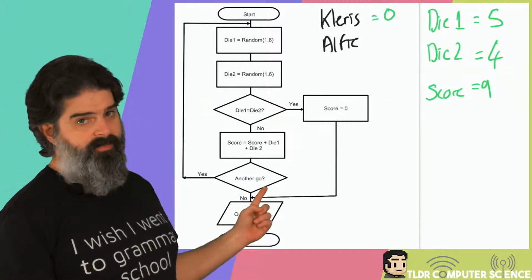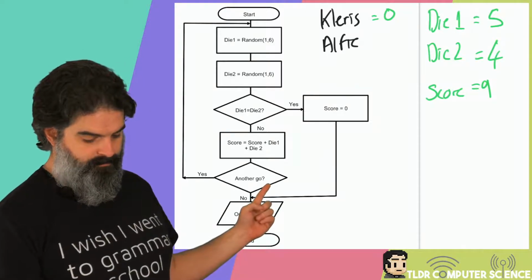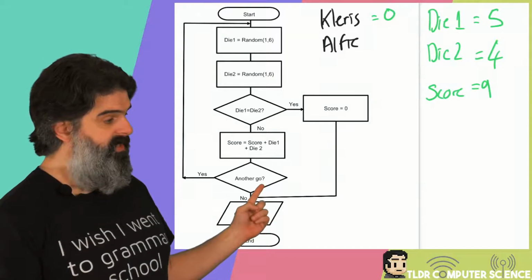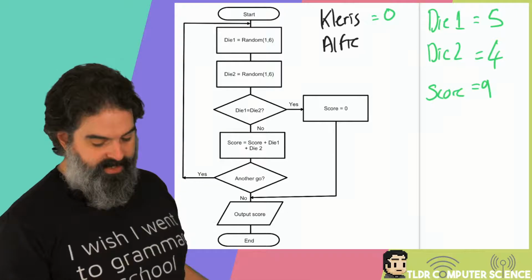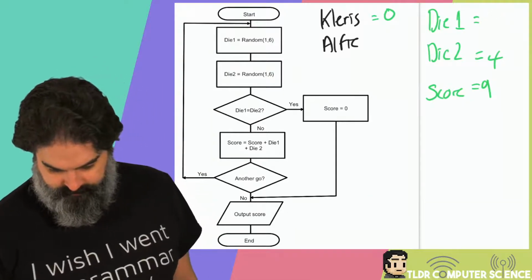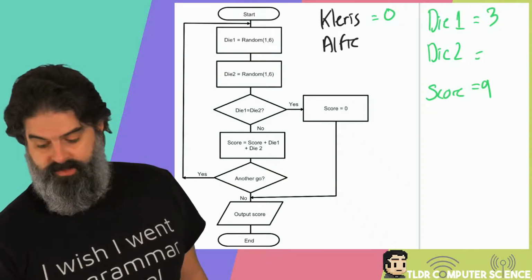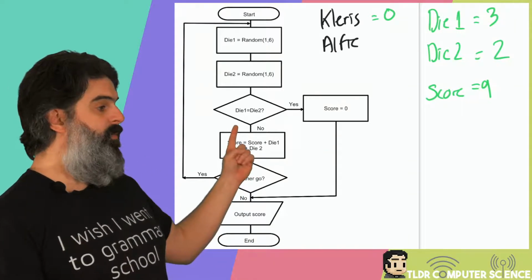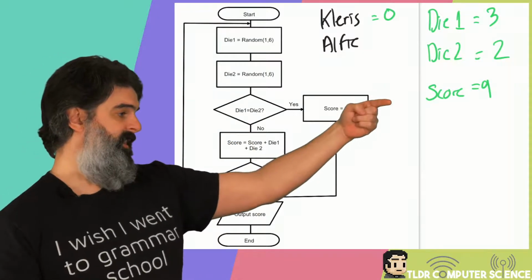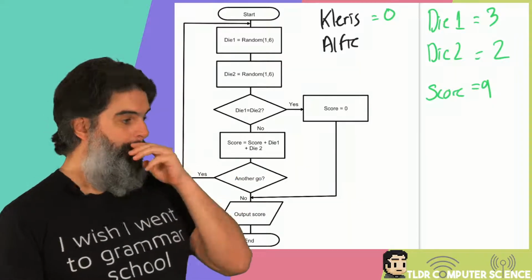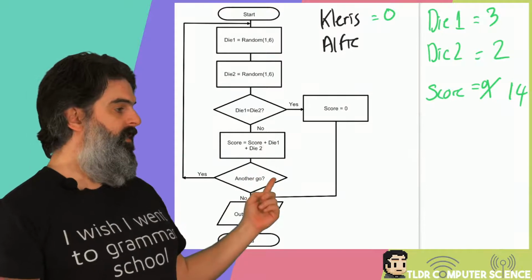Do you want to have another go, Alfie? Right, do you want to roll the dice again? Here it goes. Rolls it again. You rolled a 3 and a 2. Die 1 and die 2 are not equal to each other. So score, which is 9, plus 3 plus 2. So score is now 14. Do you want to have another go?